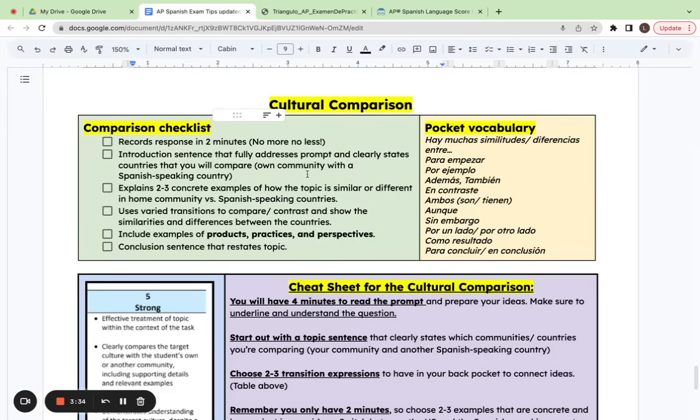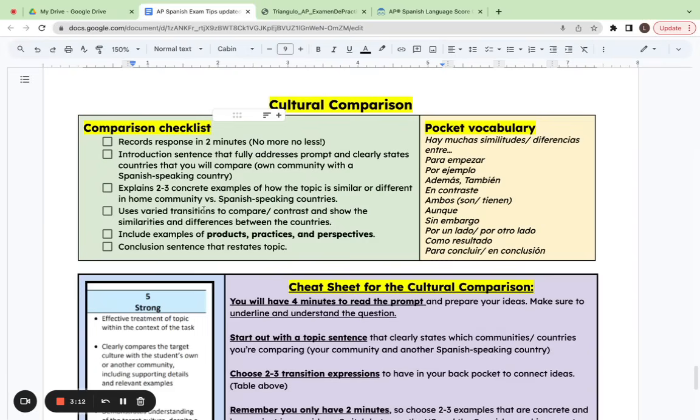After you have that introduction sentence where you have clearly defined what countries you will be comparing, you want to explain 2 to 3 concrete examples of how the topic is similar or different in your home community versus Spanish-speaking countries. And I would suggest alternating between your home community and the Spanish-speaking country. So if you do happen to run out of time, at least you've shown both communities at least once or twice instead of just talking about one side.